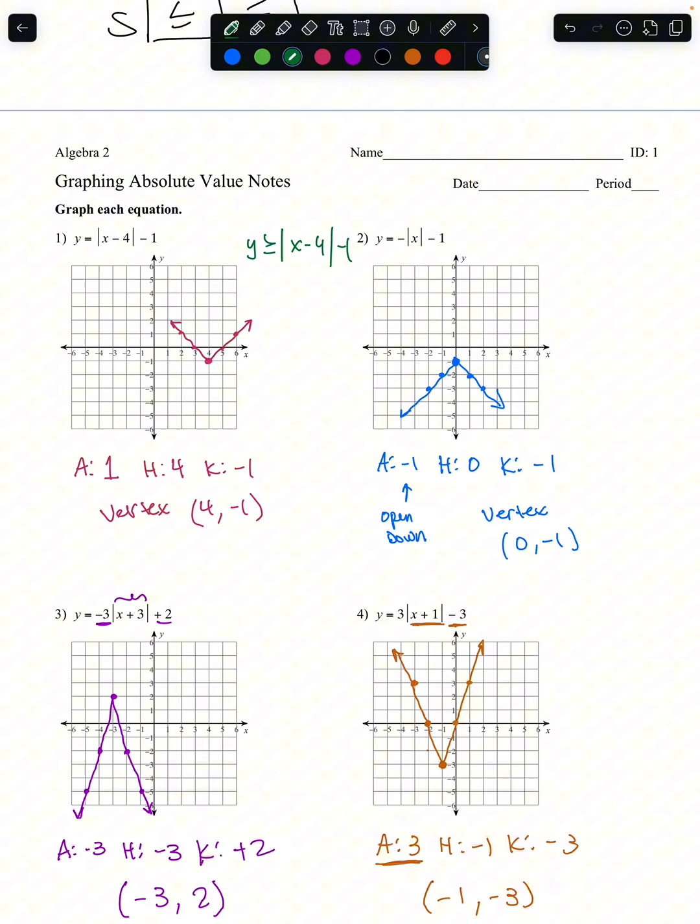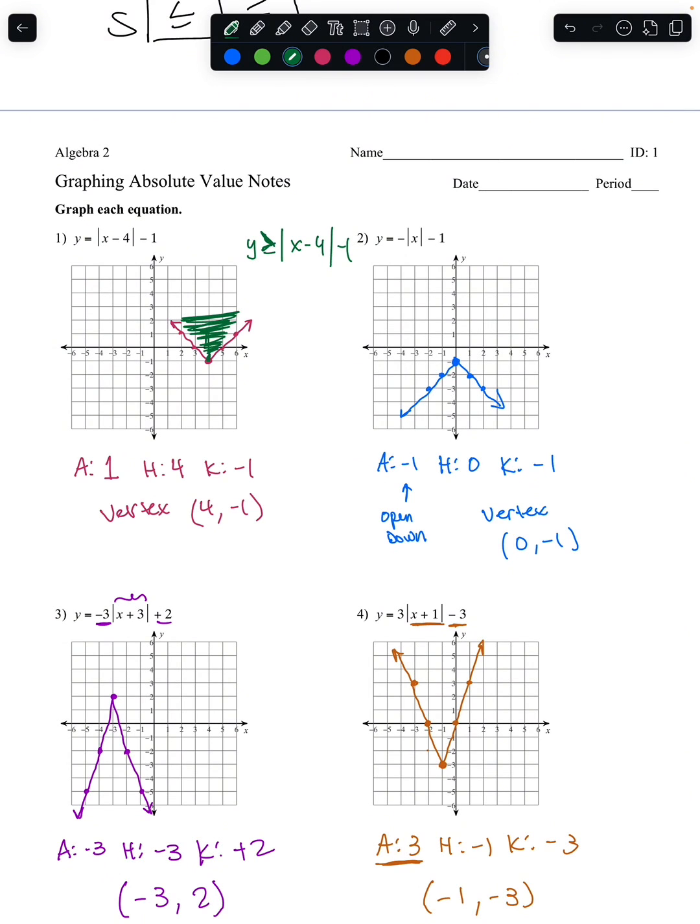Now, because this, I'm sorry, this is greater than. Because it's greater than, you go to your vertex and shade above, which means you're going to shade inside the V. When you're graphing absolute value, you're either going to graph inside the V or everything outside the V. It's one or the other. You never have both, okay?